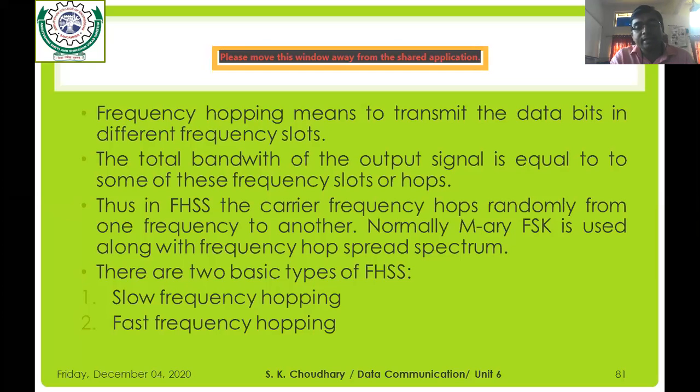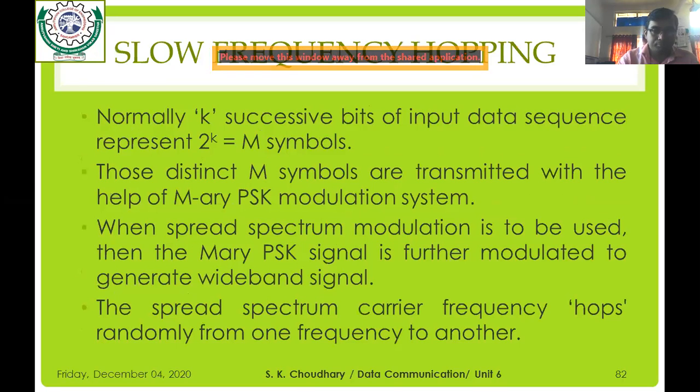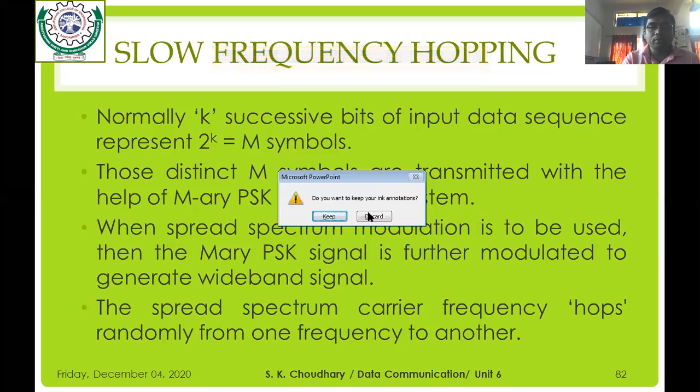Okay, and in this case we have generally used the MFSK signaling technique along with this frequency hop spread spectrum. So basically there are two types of frequency hop spread spectrum: the first is slow frequency hopping, and the second one is fast frequency hopping. So first of all, we have to learn about the slow frequency hopping. So in the slow frequency hopping, what happens?